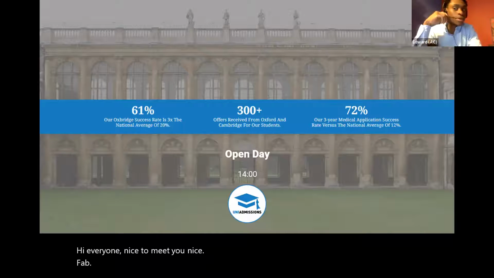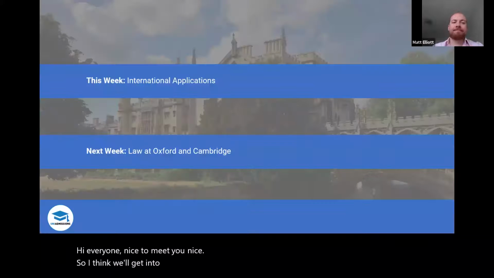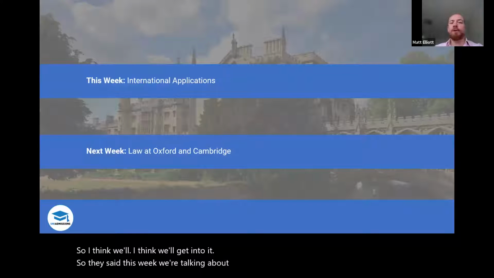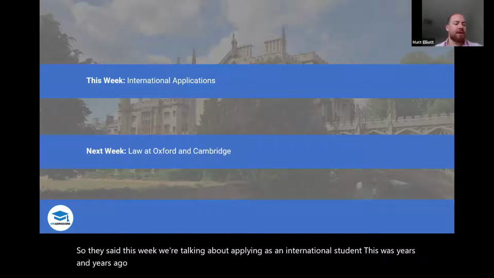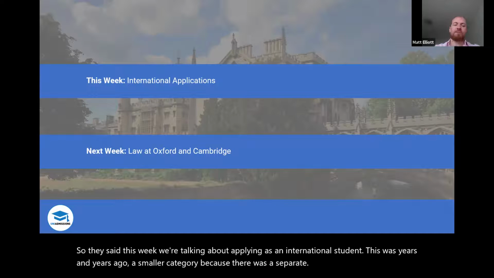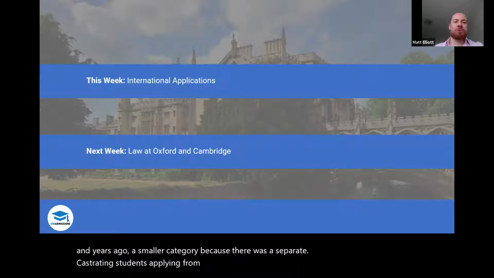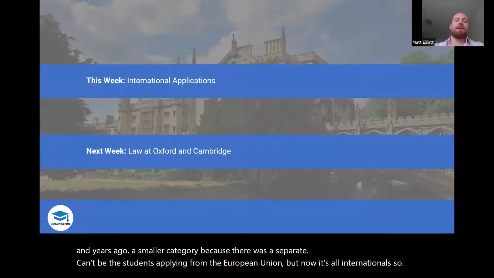I think we'll get into it. So as I said, this week we're talking about applying as an international student. This was years and years ago a smaller category because there was a separate category for students applying from the European Union, but now it's all international. So it makes things a little bit simpler.